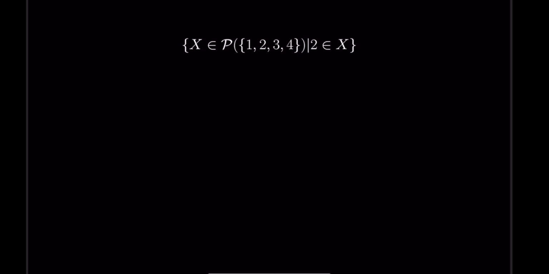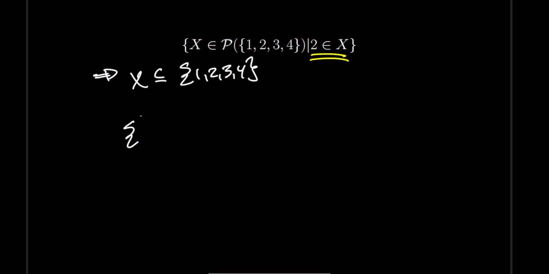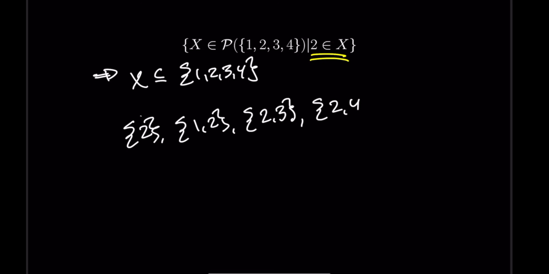So let's look at all elements of the power set of this 4-element set. Remember that elements of the power set are, in fact, just the subsets. So that means X is a subset of 1, 2, 3, 4. And the condition we want to put on X is that X has the number 2 inside of it. Well, the singleton 2 will be good. So that's one of them. And then you can have 2-element sets containing 2: 1, 2, or 2, 3, or 2, 4. Those are all the 2-element sets containing 2.